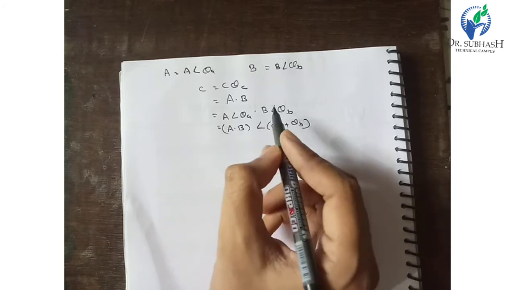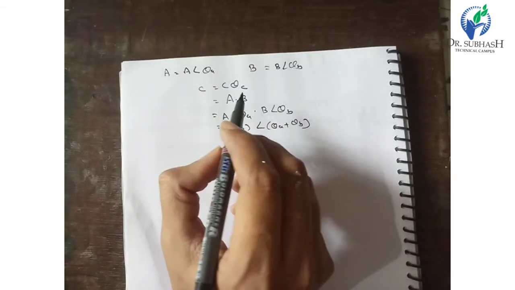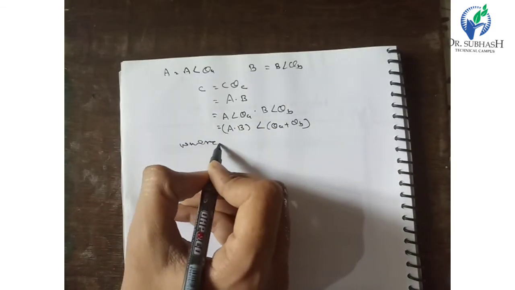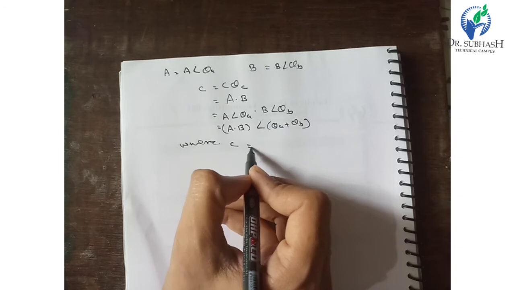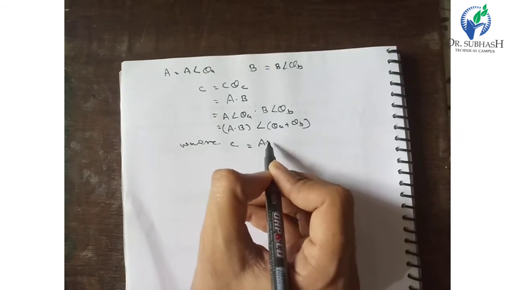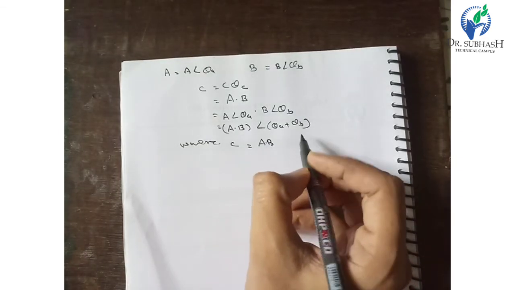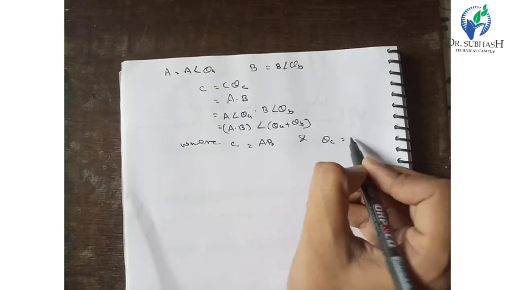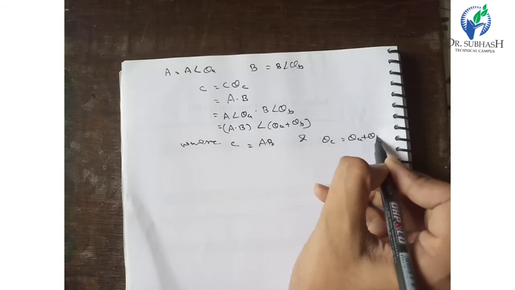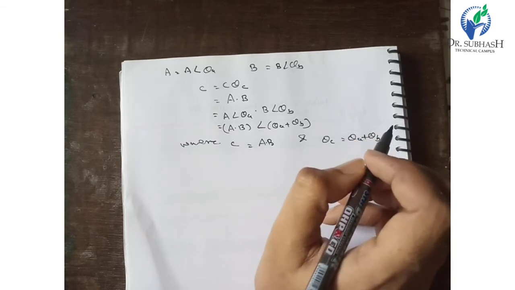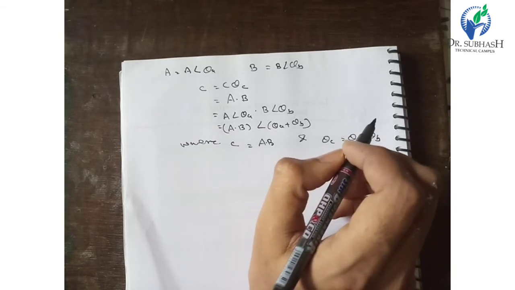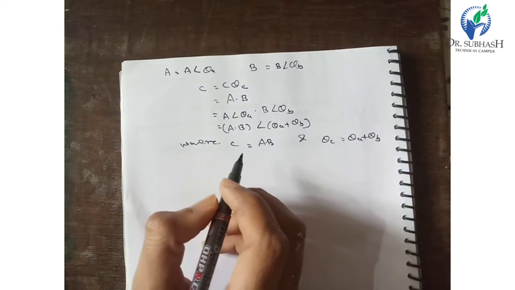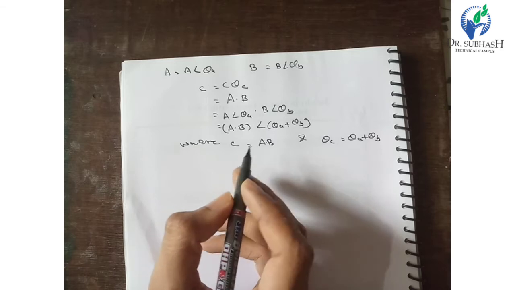Here is the multiplication in this form, where C is equal to A into B and theta C is equal to theta A plus theta B. This is the resultant of them. Here we note that the same symbol C is used for the product in this case.